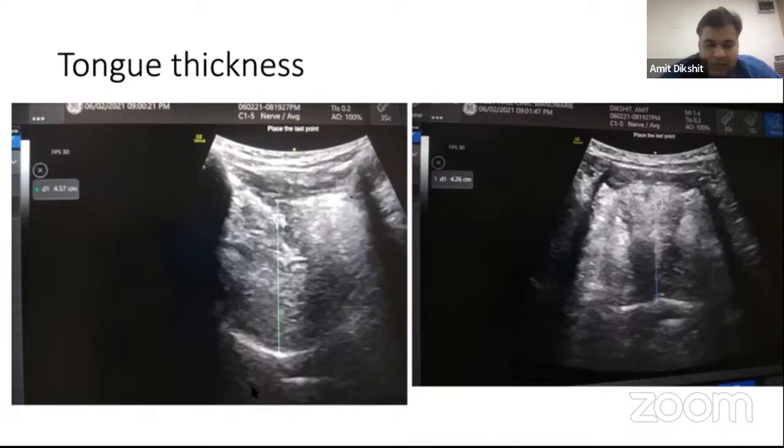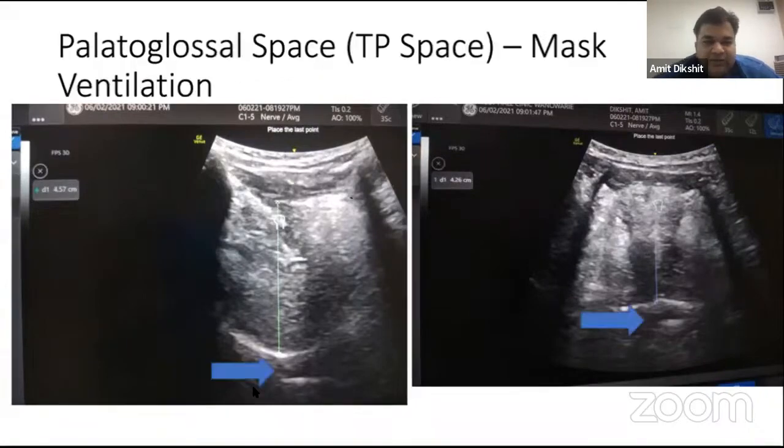Now you can see another parameter which has recently been discussed, the TP space, the palatoglossal space. In this view, we see the palate, and between the tongue and palate there is a space. There is no such parameter as of now. When we are assessing the airway with a conventional method, we ask for the MPC score. We ask the person to put out the tongue.